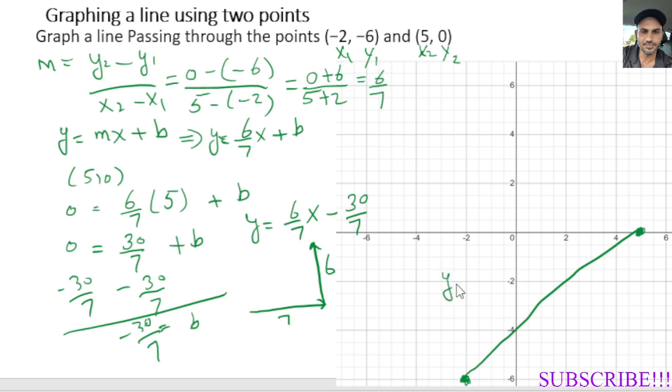And this is y equals 6/7x minus 30 over 7. All right. So this is the equation of the line. This is the graph of this line.